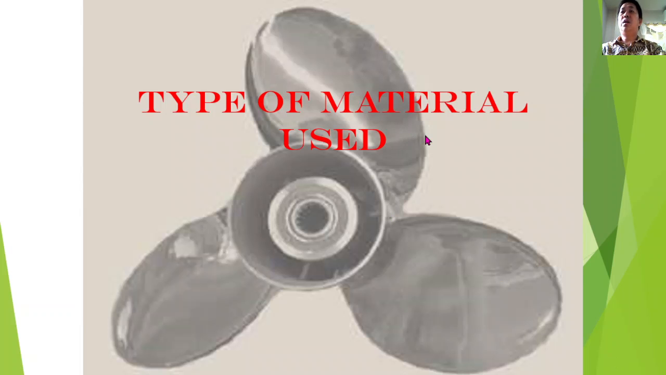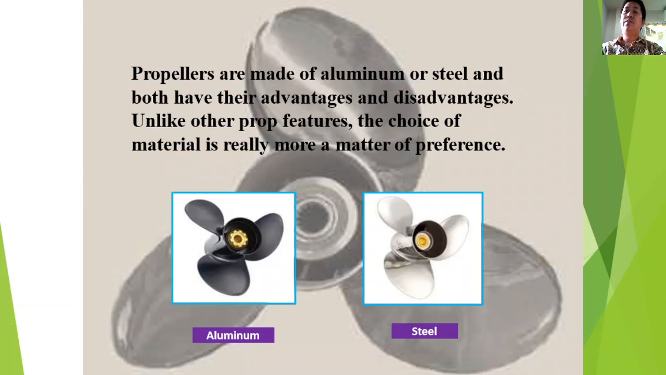Type of material used. Propellers are made of aluminum or steel, and both have their advantages and disadvantages. Unlike other propeller features, the choice of material is really more a matter of preference. So we have here aluminum and steel.